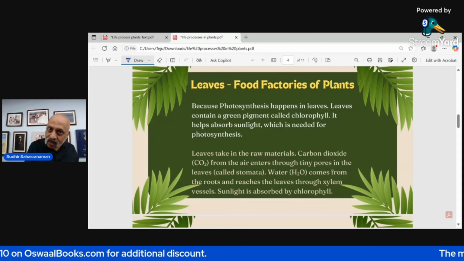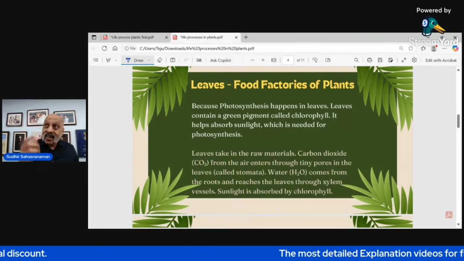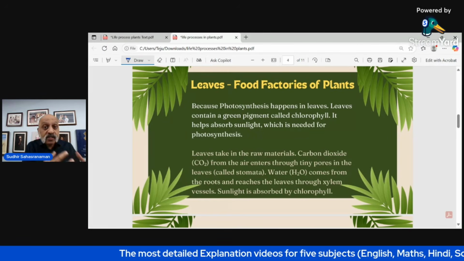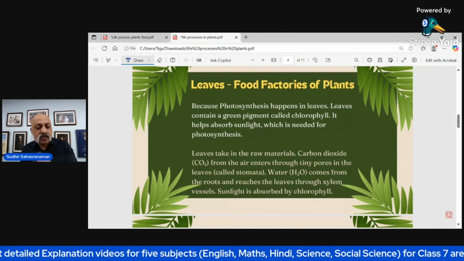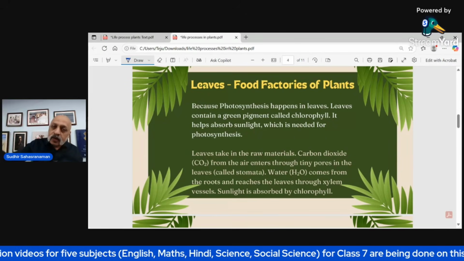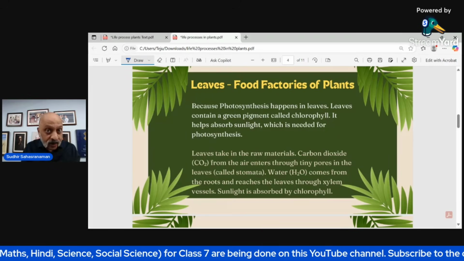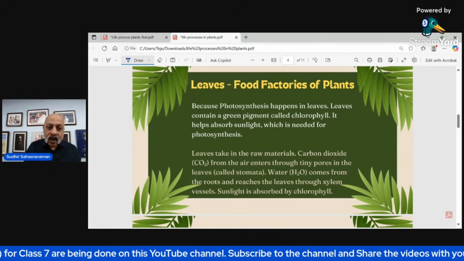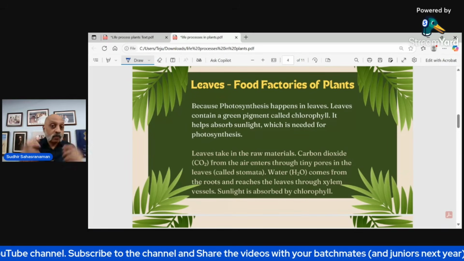So photosynthesis happens in leaves. Leaves contain a green pigment called chlorophyll. It helps absorb sunlight, which is essential for photosynthesis. Leaves take in the raw materials. The raw materials include carbon dioxide, about which we'll study in a little while. Carbon dioxide from the air enters through the small pores in the leaves called stomata, about which we will study. Water comes from the roots and reaches the leaves through xylem, about which we will study. Sunlight is absorbed by chlorophyll.